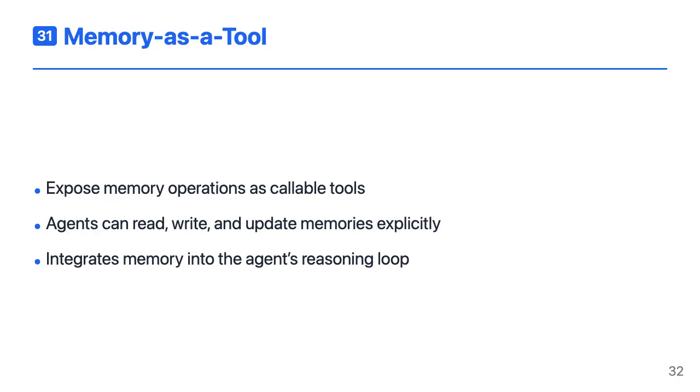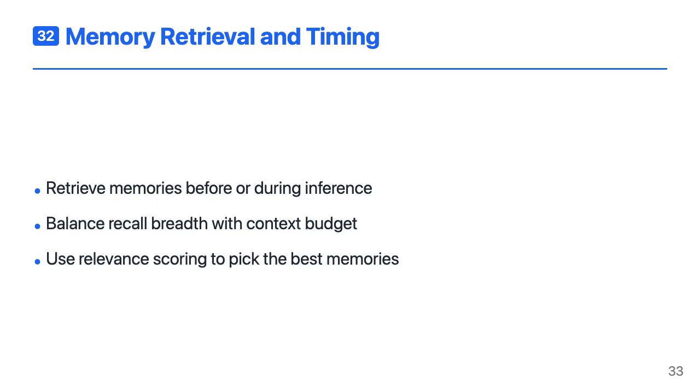One powerful pattern is to expose memory operations as tools the agent can call. Instead of memory being a hidden side effect, the agent can explicitly decide to retrieve memories, write new ones, or update existing entries. This makes memory part of the agent's reasoning loop. It can plan when to look up prior knowledge, when to store new facts, and how to reconcile conflicting information over time.